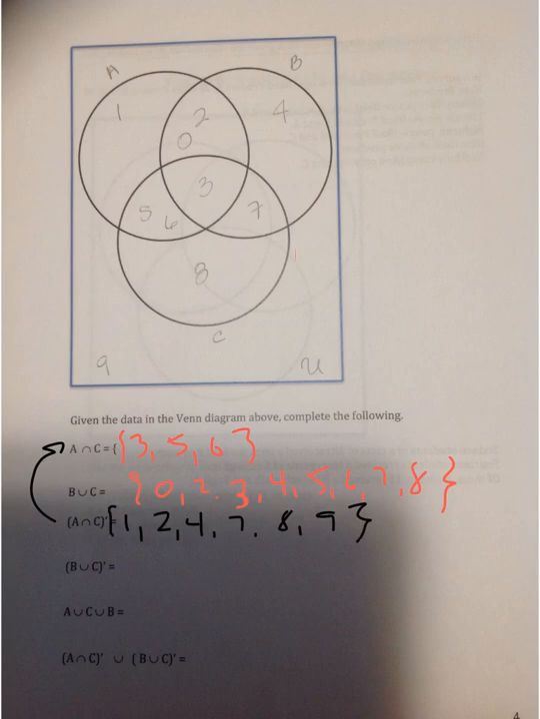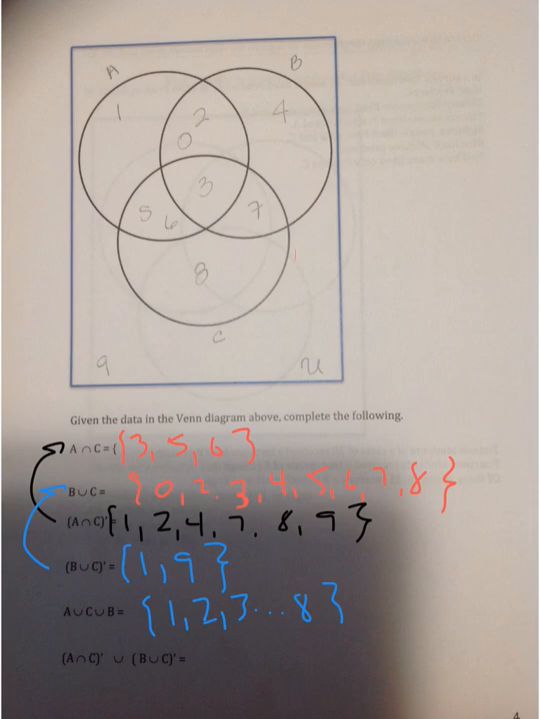And the same thing with this one. This is saying what is not, so everything that you don't see there, which is just 1 and 9. This is the union of A, C, and B, which is everything but 9. 1, 2, 3, dot, dot, dot, to 8. Don't do dot, dot, dot on the quiz.